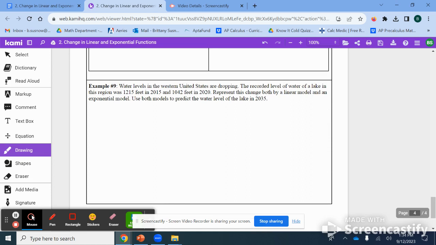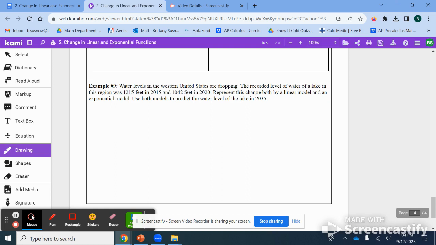Water levels in the western U.S. are dropping. The recorded water level of a lake in this region was 1215 feet in 2015, 1042 feet in 2020. Represent this change by both a linear model and an exponential model, then predict the level in 2035.